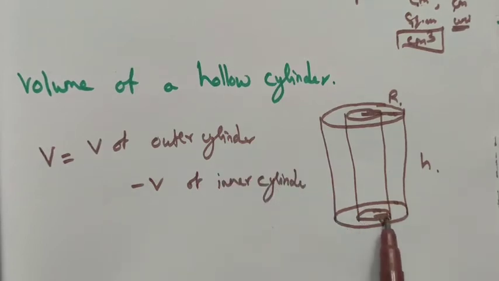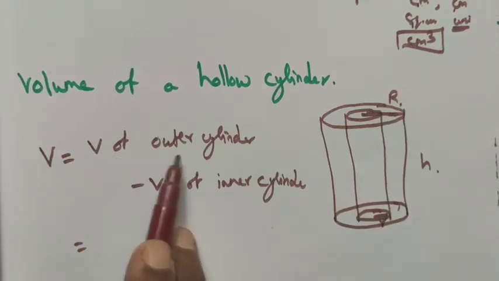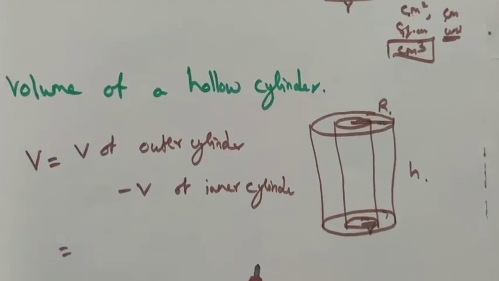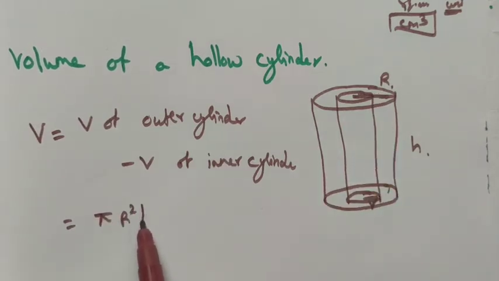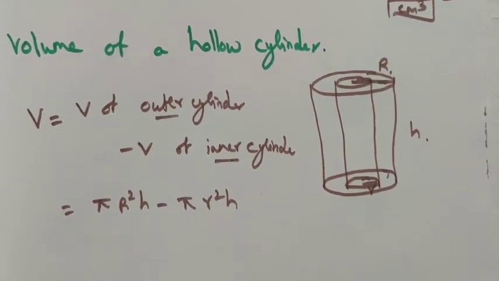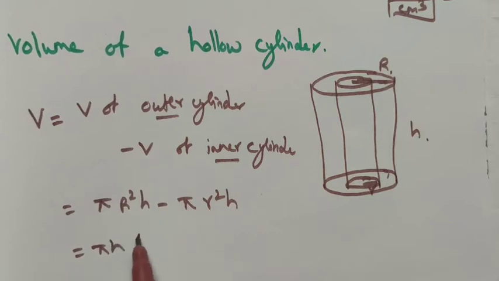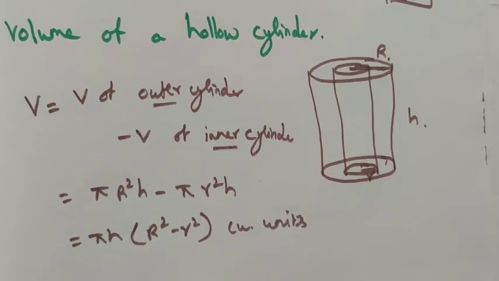See, here we have two radii, one is the small r, another one is the capital R, and the height is the same, h. The volume of a cylinder, we know the formula, is pi r square h, right? So for the outer cylinder we have pi capital R square h minus pi small r square h for the inner one. So pi h will be taken out commonly. We have pi h into R square minus r square cubic units. It can also be written in the form of (a plus b)(a minus b). This is the volume of the hollow cylinder.